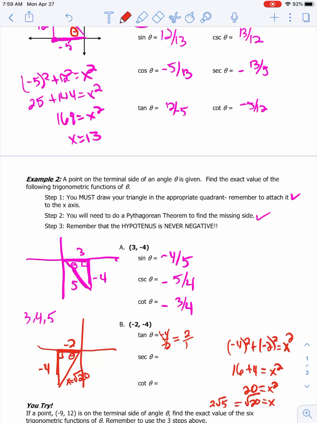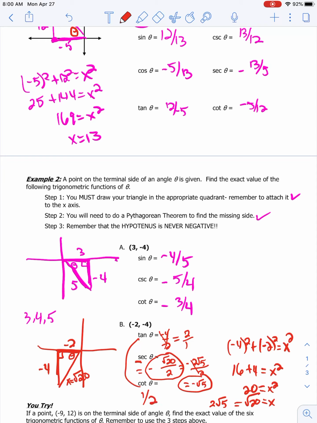Secant is the reciprocal of cosine. You have to have an S and a C together. So it's cosine. And this would be square root of 20 over, I don't want to put negative 2 on bottom, so I'm going to put the negative out front. You can leave it like that. Or you can do negative out front, 2 square root of 5 over 2, you could cancel that and get negative square root of 5. So for this one, either one of those answers is okay. And cotangent is the reciprocal of tangent, so it would be 1/2.